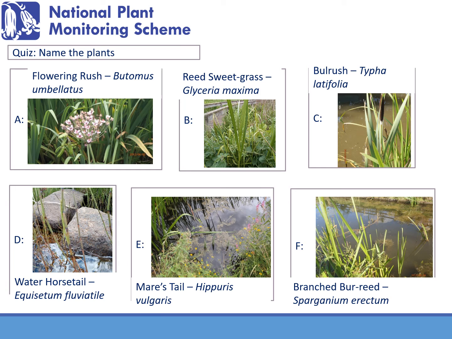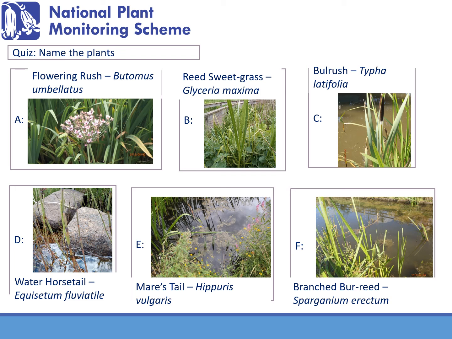Plant C is bulrush, Typha latifolia, with its broad, flattened grey-green leaves all fanning out from the base of the plant below the water surface, and these very characteristic cattail flower heads. Plant D is our water horsetail. That's our stem, bare stem with very few branches coming off it, and the stems divided into little sections separated by little crowns.